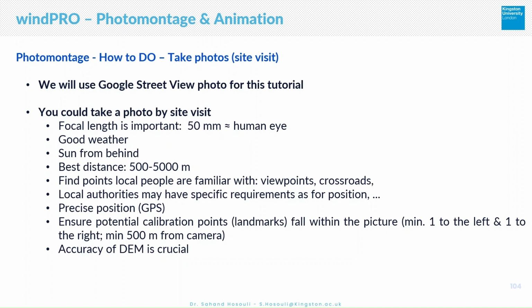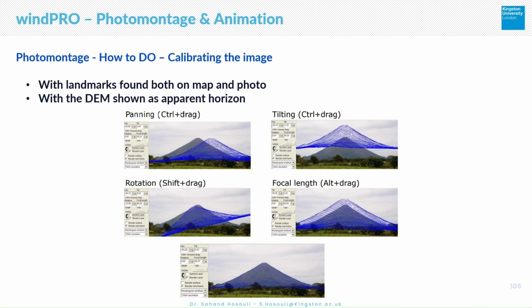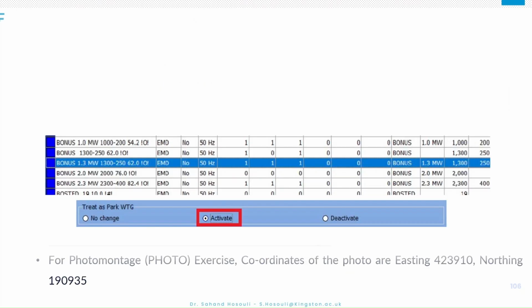At minimum we need one landmark on the left and one landmark on the right, and 500 meters from the camera. Accuracy of the elevation data, in terms of the DEM, is also very important when doing photomontage. As I said, we can calibrate the images as well. It could be with the landmarks both found on the map and the photo, and you can tilt, pan or rotate, or change the focal length of the photo in windPRO. So windPRO gives you these tools to do that, and you could also do it with the elevation data shown and given in the software.